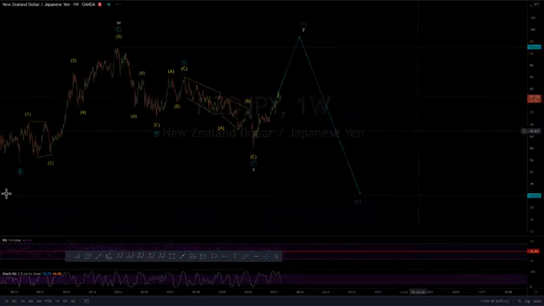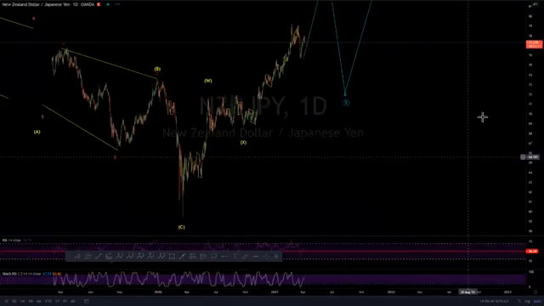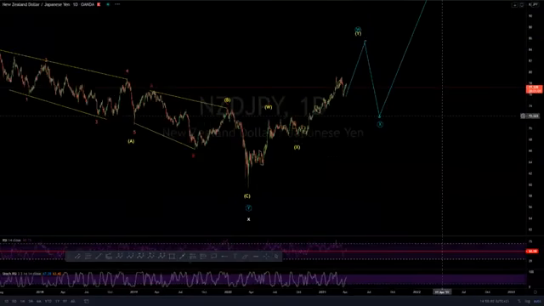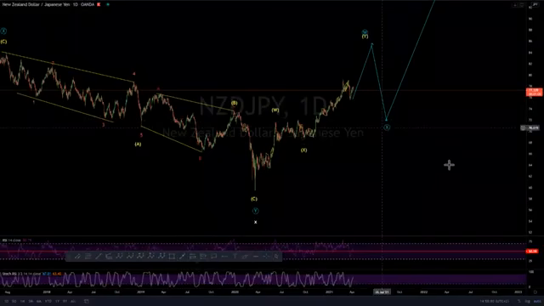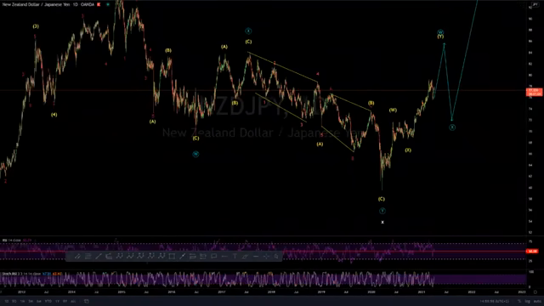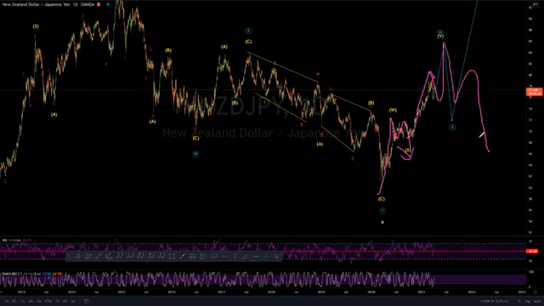Let's see on a daily what we have there. So on a daily, we're still expecting that we are going to get this move to the upside. So I'm looking at this here as a three wave to the upside for the W, this here as a three waves for an X here. Now we are looking at this here as an A, B, C, the last three waves that are going to complete that W before we can see a bigger correction. So you can see that we are still in an upward trend here on New Zealand yen.